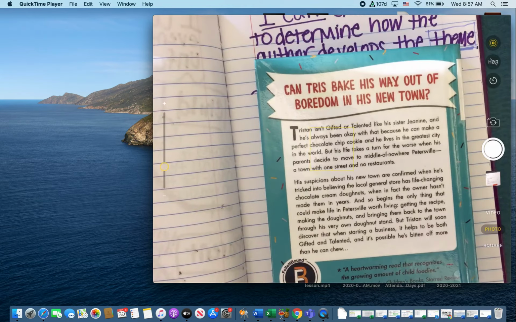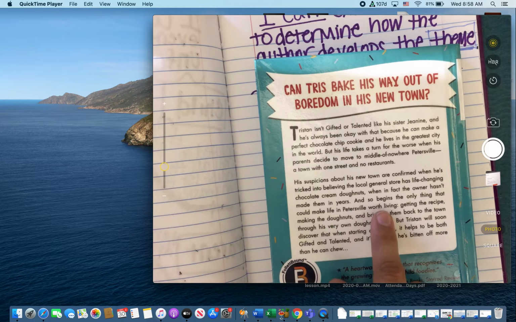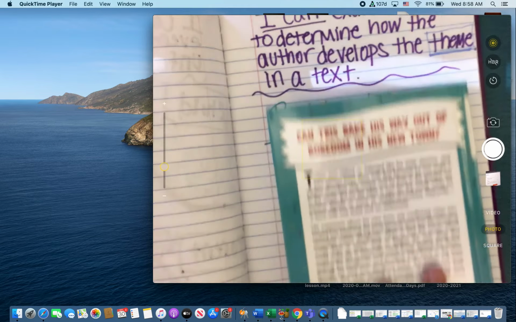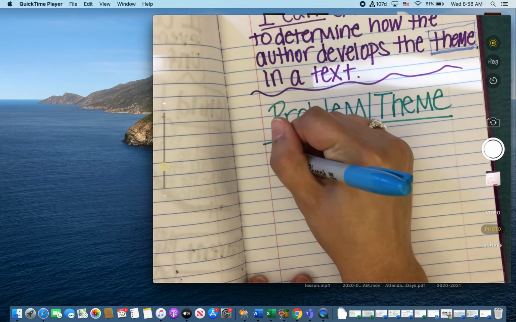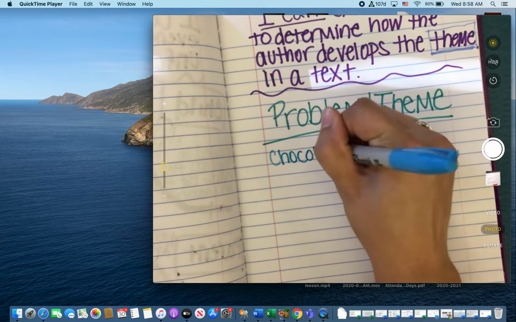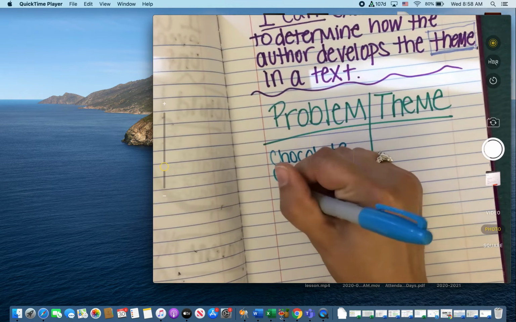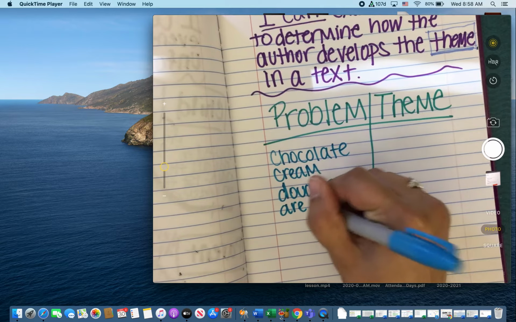Just from reading this, I noticed that the first problem is that this town used to have really good chocolate cream donuts, but they're no longer making them. So there's problem number one. In order to solve that problem, Tristan decides he needs to get the recipe and make the donuts by making a donut stand. So the problem in this text right now is that the town used to have really good chocolate cream donuts, but they are no longer being made. So chocolate cream donuts are discontinued.